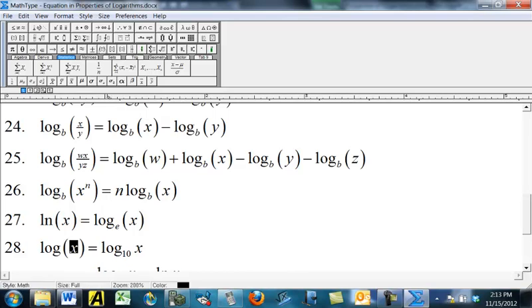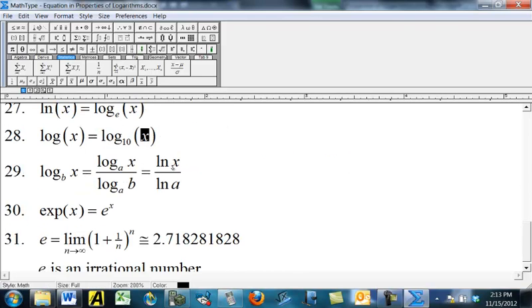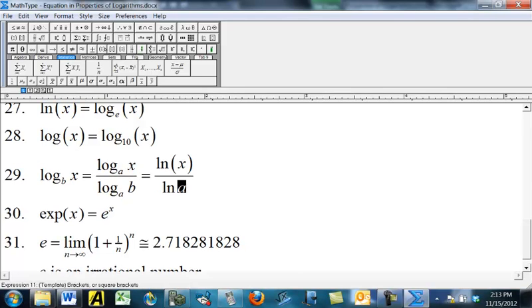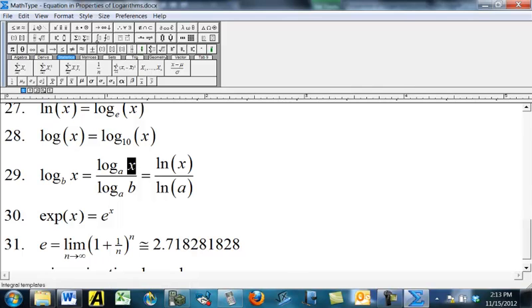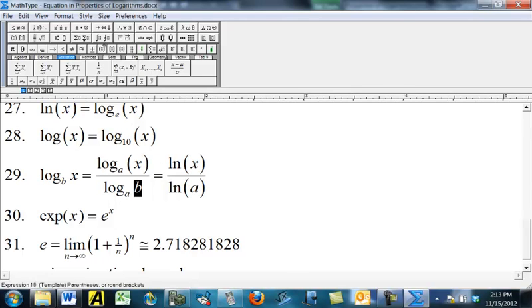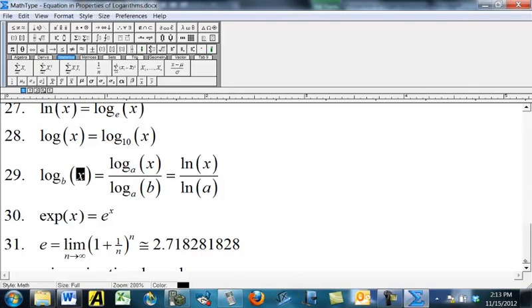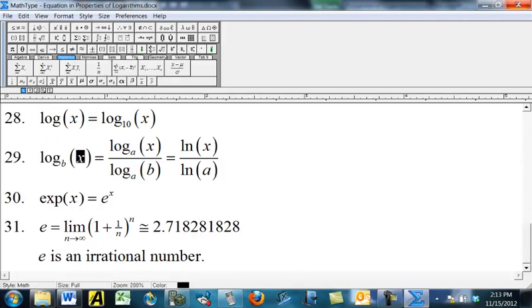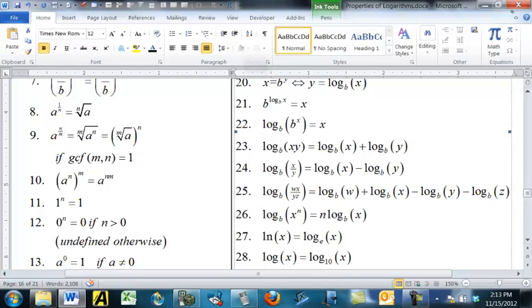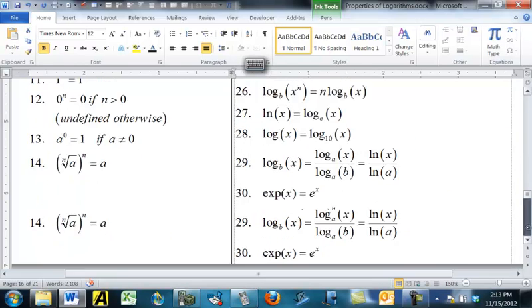So let's just take a second to finish those up. I think I got them all. Okay, that looks better. Okay, and so those are your basic properties all summarized together.